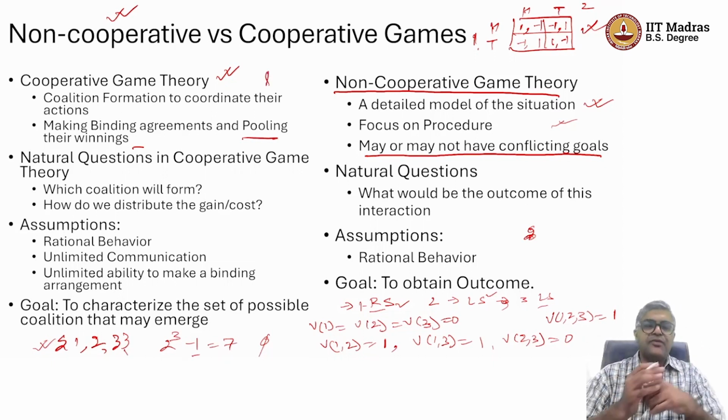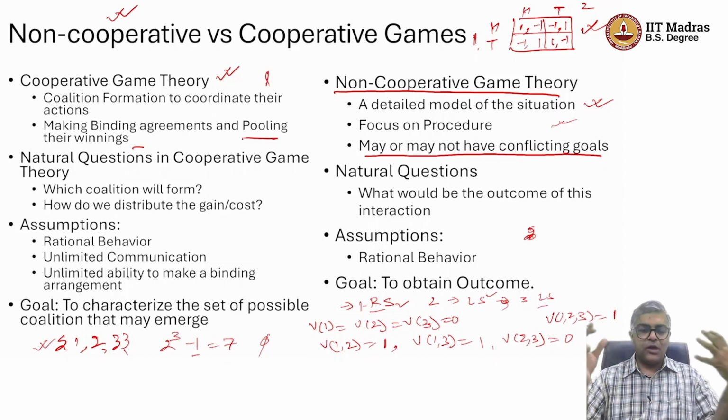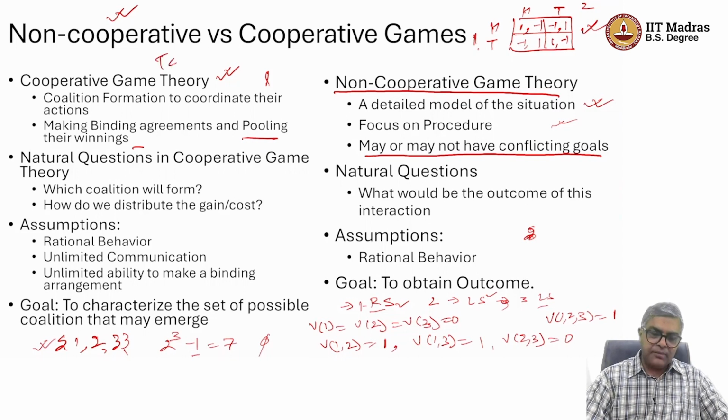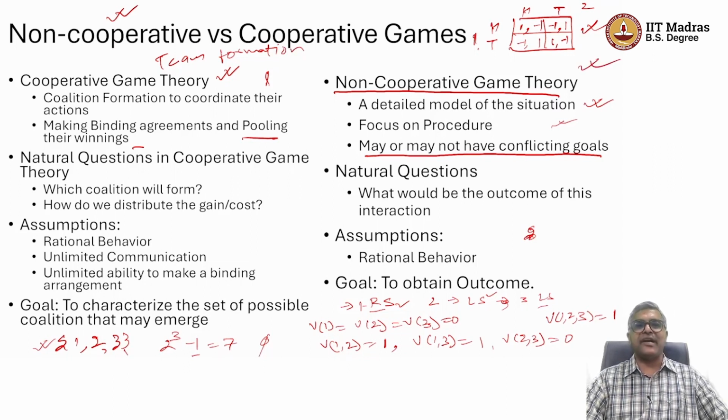On the cooperative side, the focus is not on action. The focus is on coming together and maximizing the payoff. So it's about team or coalition formation. And the non-cooperative side is about analyzing a particular strategic situation. So here our natural question is, what would be the outcome of this interaction? What is going to happen? And here the assumption is rational behavior. We do not assume that they can communicate with one another. In fact, I will show you later on that communication can be useless in this setting.